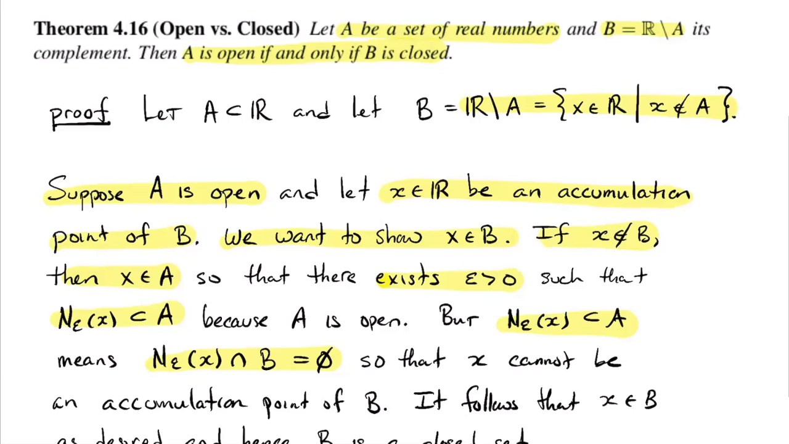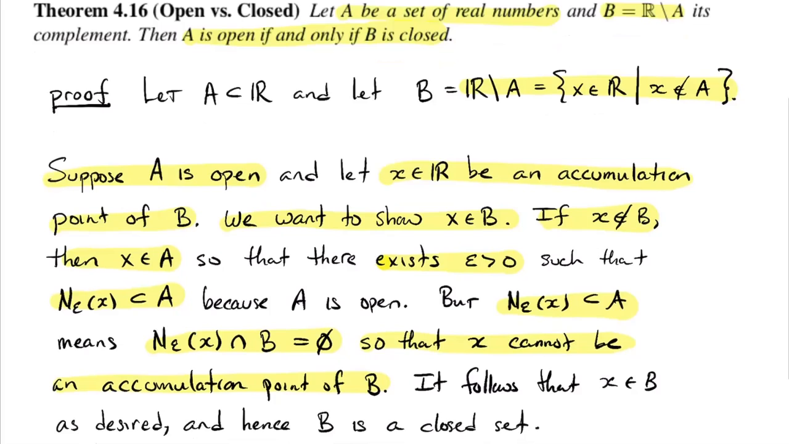So if that neighborhood, we found an epsilon so that the epsilon neighborhood of X is devoid of B. So in particular, it doesn't have infinitely many points of B, so X can't be an accumulation point of B. Right? If X is an accumulation point of B, then every epsilon neighborhood of X is supposed to intersect B in infinitely many points. Well, this epsilon neighborhood doesn't intersect B at all. So the supposition that X isn't in B contradicts our assumption that X was an accumulation point of B. So X must be in B, and hence B is a closed set.